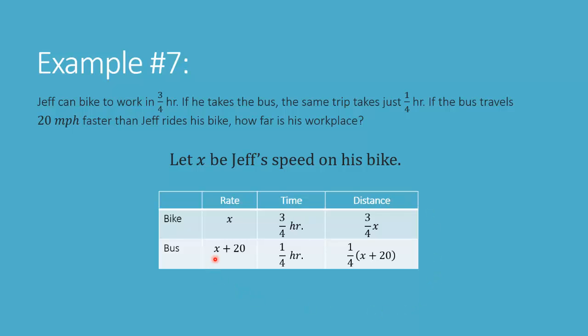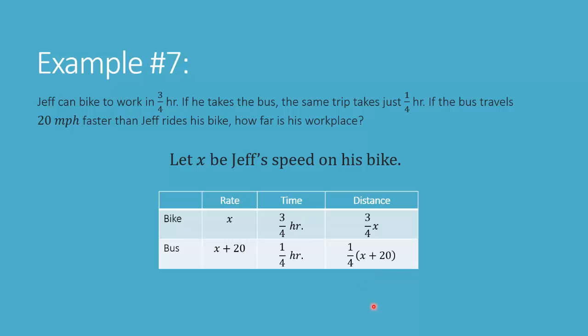So we do the same thing down here. x plus 20, which is how fast the bus travels, 20 miles per hour faster than he rides his bike. And if he rides the bus for 1/4 of an hour, he gets the same distance. So multiplying these two together gives us 1/4 of x plus 20.